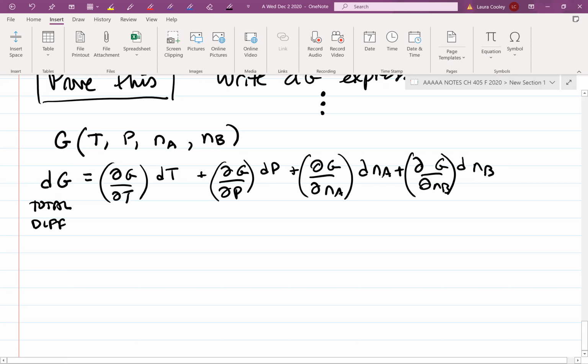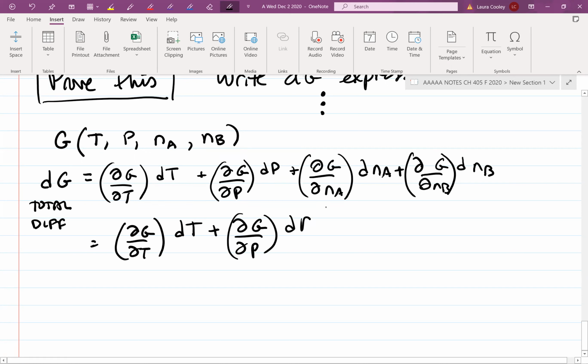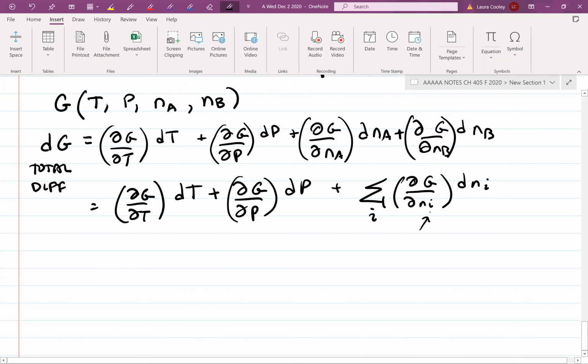All right, but now I want to write this a little simpler. So I have dG/dT dT plus dG/dP dP, and now this is the sum of dG/dNi dNi, summing over all the moles of reactants and products. We can use this further later on when we have more of them, but right now we only have the 2.